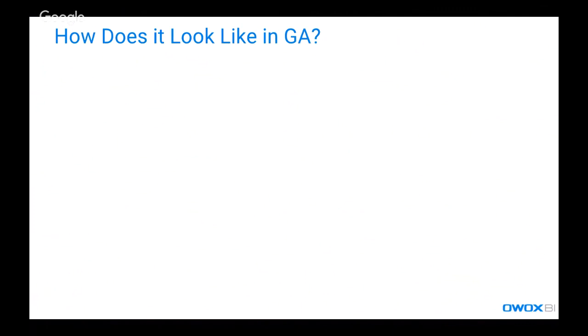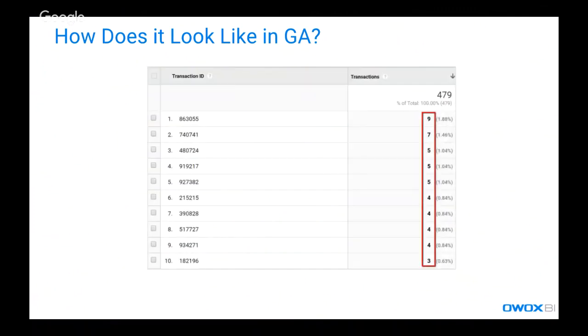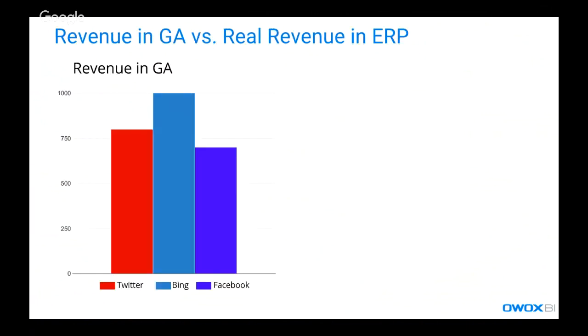So how does it look in GA? If you build a report where you pull the transaction ID and check for the number of transactions with that ID, you might notice that there are several transactions with the same ID. And of course, it's not possible if everything is set up right. In the presentation, you can find the link to a custom report where you can check if that's the case for you. If that's the case, you can fix it in several ways.